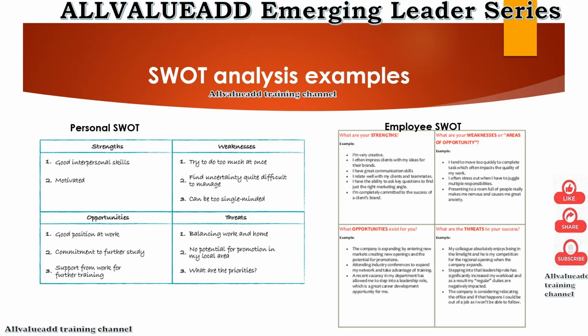We also can apply SWOT towards a personal or an employee level. So these are two examples where there's a simple example. Let's say I'm writing on my own. So for me, as a self-analysis, I would list all the strengths, right? So here is an example. Good interpersonal skills, motivated. For weaknesses or areas to improve: try to do too much at once, find uncertainty quite difficult to manage, can be single-minded, not thinking in multiple ways, and taking maybe not that great decisions.